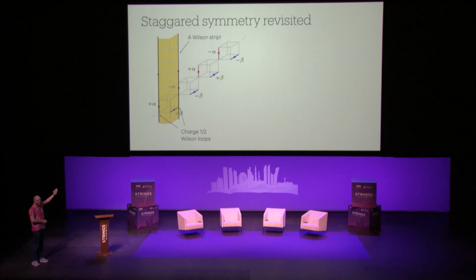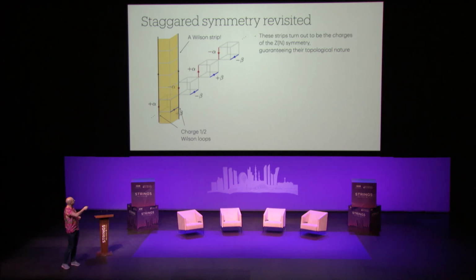So now you see these are strips now. And these actually turn out to be the charges of the Z_k. Again, sorry, I systematically put this in. It's too much working with SU(N) gauge theories.